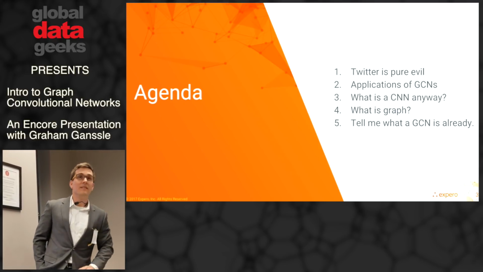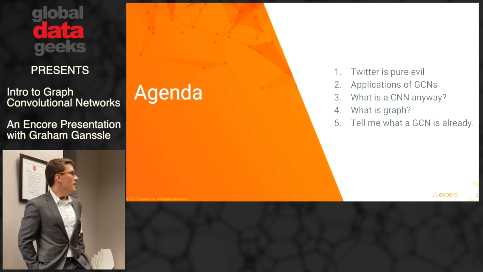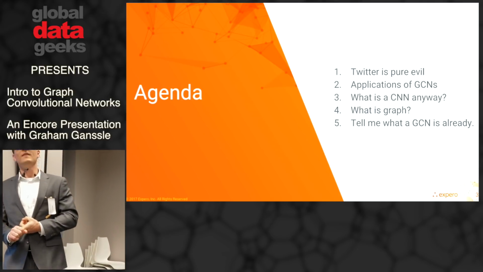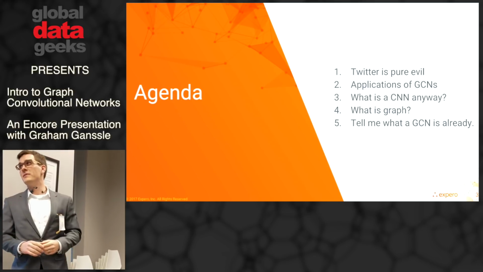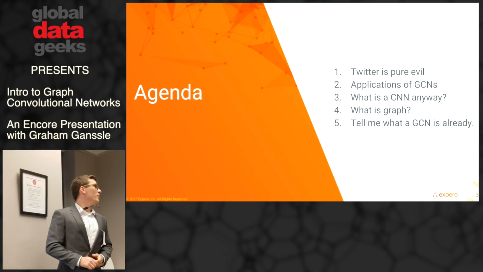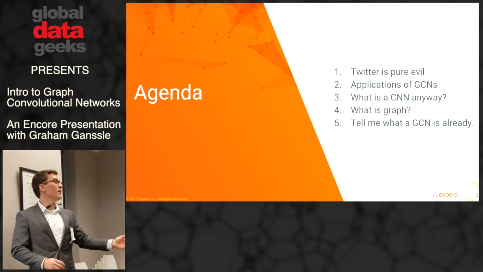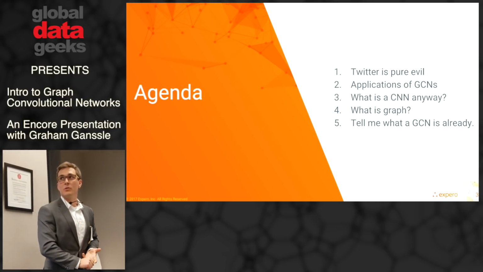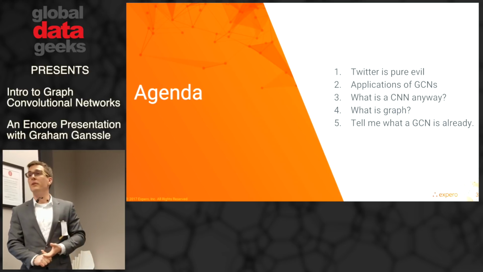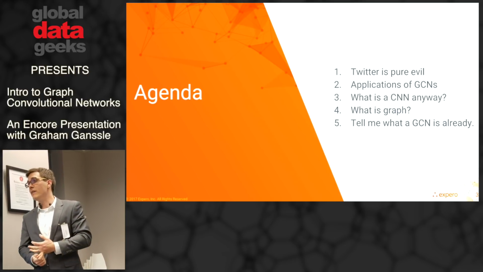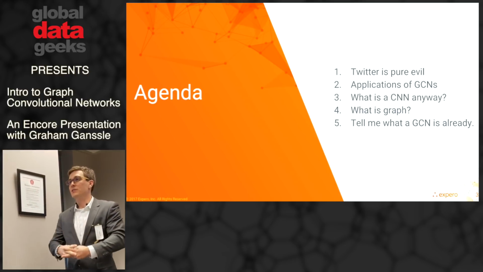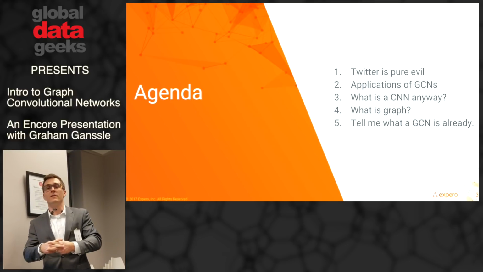With that, here's the agenda. First, we've got to cover Twitter. That slide's a little dated now, but I'm going to do it anyway. You're going to like it. And then we're going to go into the applications of what you can do with this methodology. We're going to talk about what is a convolutional neural network, which you've probably heard before. What is a graph? And then what is the intersection of those two things? What does that look like?